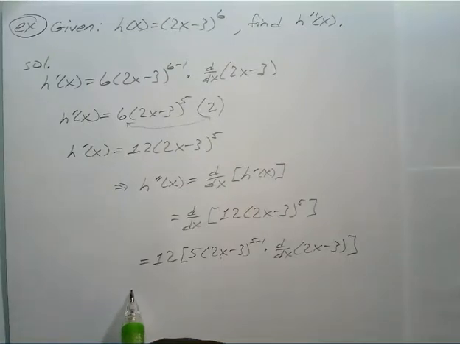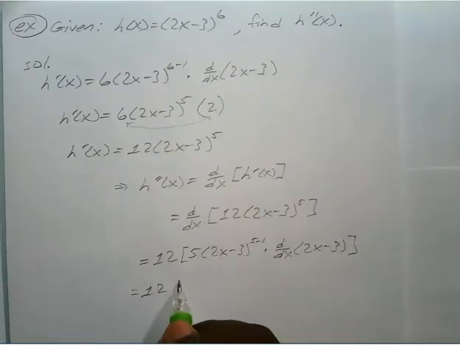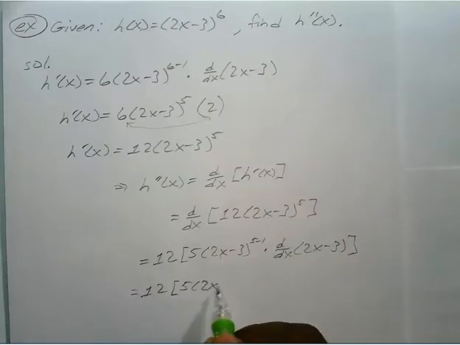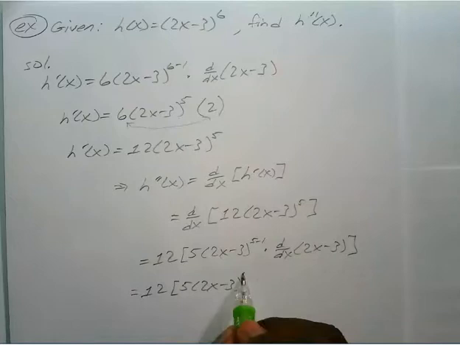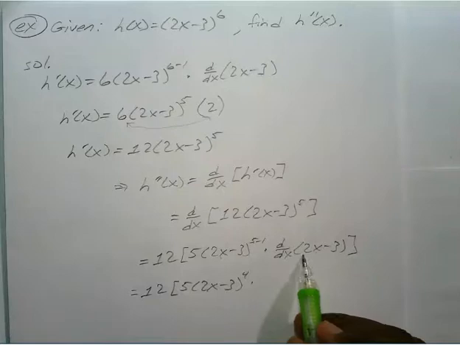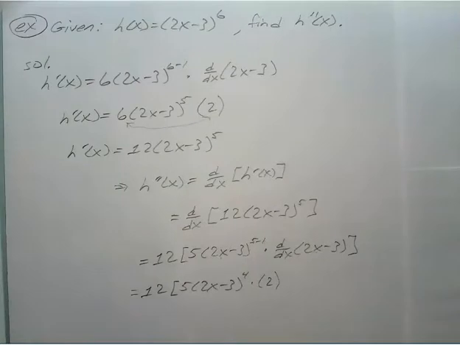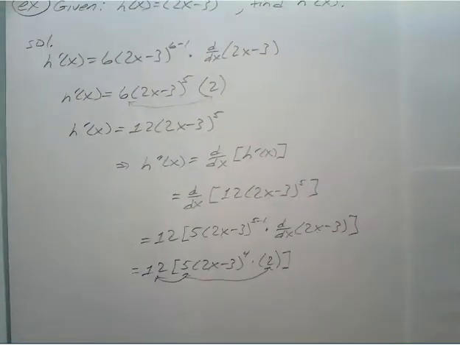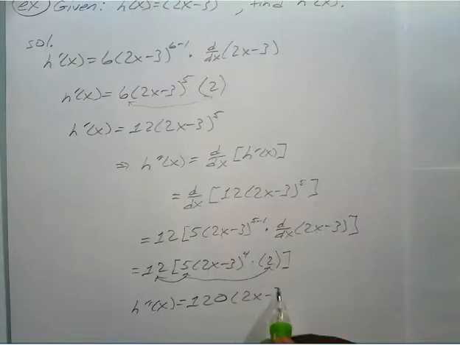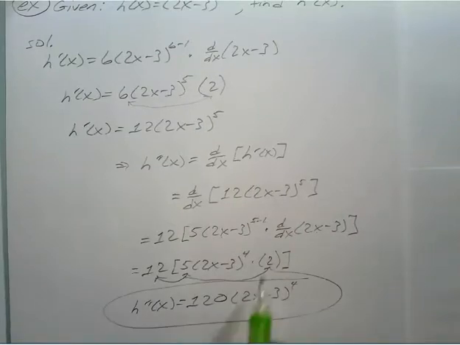Okay, so that's going to equal 12 times 5 times (2x minus 3) to the 5 minus 1, which is 4, times the derivative of 2x minus 3. The derivative of 2x is just 2, and the derivative of 3 is 0, so that leaves it with just 2. So once we multiply the 12, the 5, and the 2, we see that our second derivative is equal to 120 times (2x minus 3) to the 4th power.